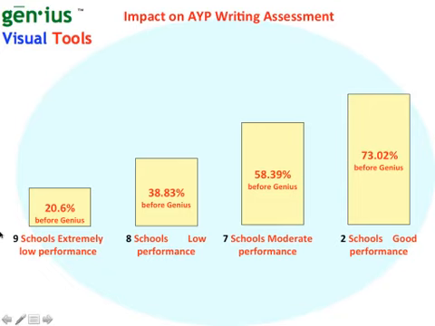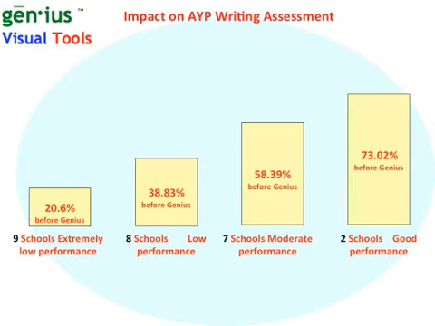And so only around 21% of the students in those schools were actually meeting the standard. We also looked at 8 schools that would be considered low performing, and so close to 39–40% of those students were meeting the standard. And then we had 7 schools that were moderately performing, so nearly 60% of those students were meeting the standard. And then we had a couple that were considered good performing schools, and so around 73% of those students were meeting the standard. Now, all of these were before any of them were doing Genius.